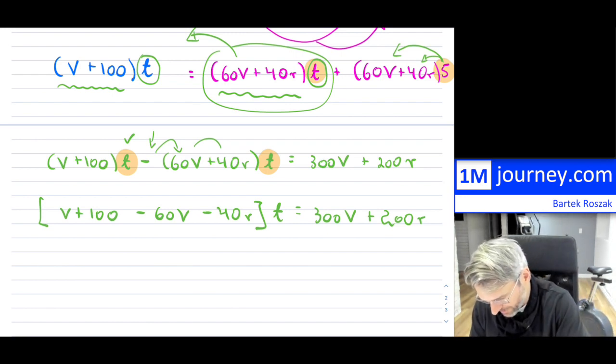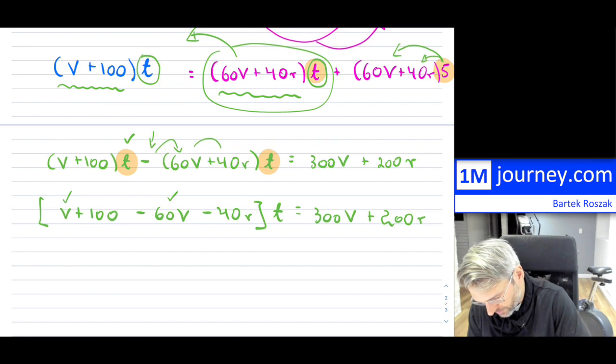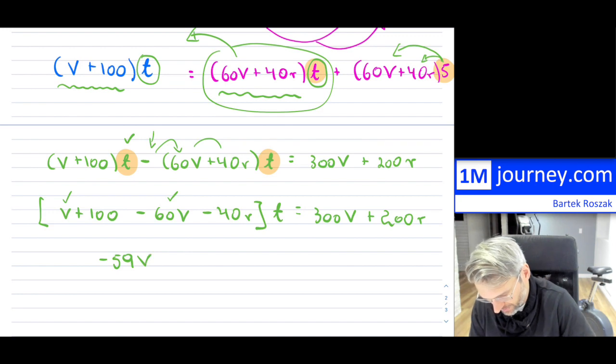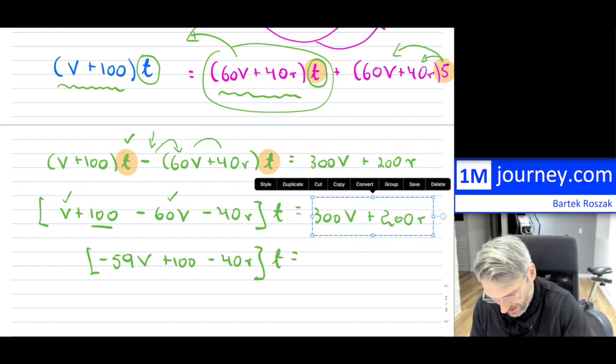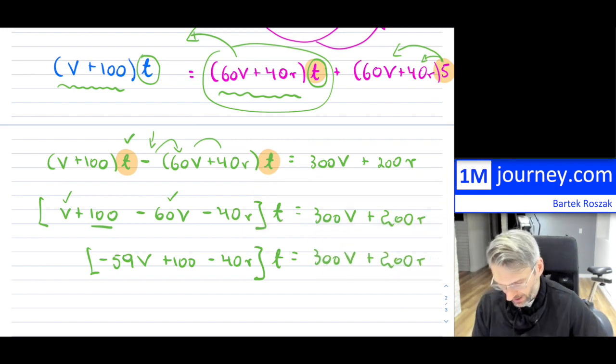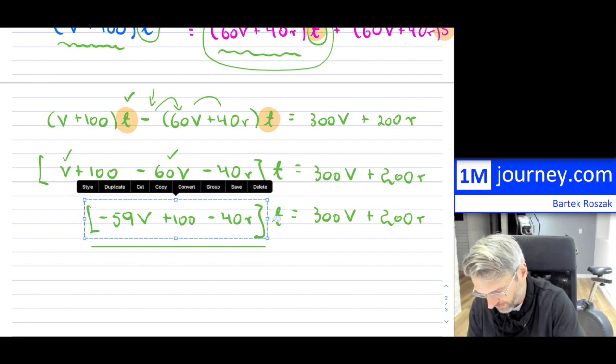So now notice what happens. I have a v minus 60v, so these are like terms. So 1 minus 60 is negative 59, so this is going to be negative 59v right there. This 100 stays there, so plus 100, and then minus 40r, so that's all in brackets. And then I have all of this on the right-hand side, so I'm going to just duplicate it and bring it down. And now if you want to solve for t, we have to divide both sides by all of this.